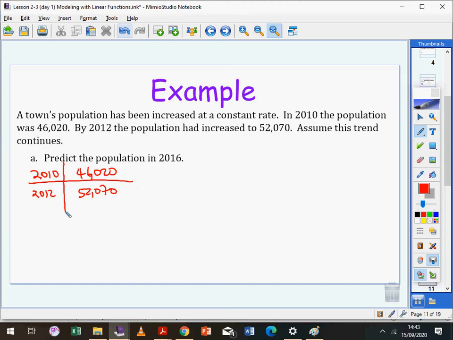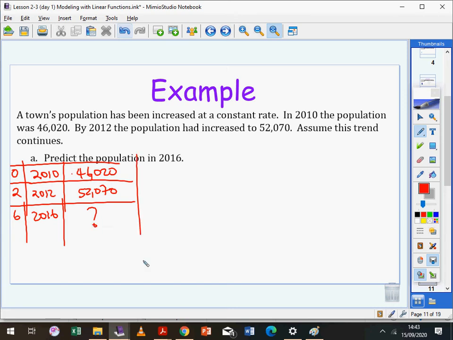Well, what do we see? If I'm looking at this as time, then I hope you can see, if I call 2010 my initial time, or my starting time, which is 0, then the population is going to be 46020. After 2 years, so this is my time in years, the population is 52070. So if this trend continues, predict the population in 2016. 2016 is going to be after 6 years. So what is the population in 2016?